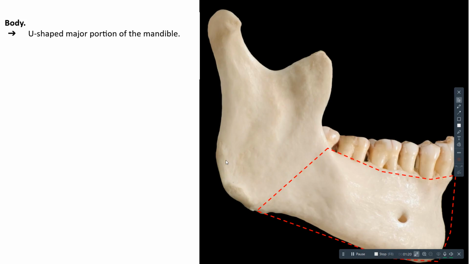Outlined in red here is the body. Now the body is often, that term is often used to describe the major central portion of a bone, and no exception here. This big chunk of the mandible, which is a U shape, if we kind of hold the entire mandible in our hand, that is the body. We're going to see a couple processes coming off that body, as well as a foramen in it.